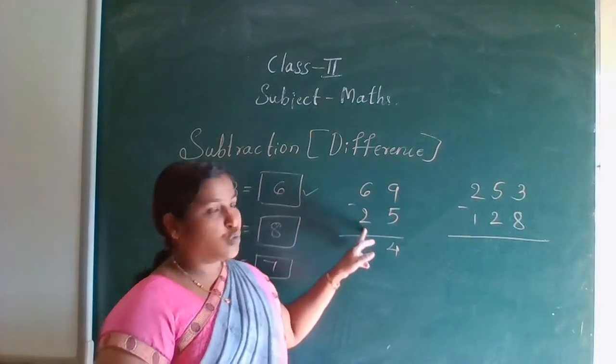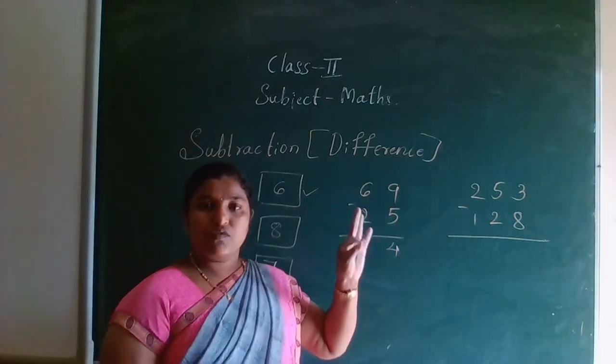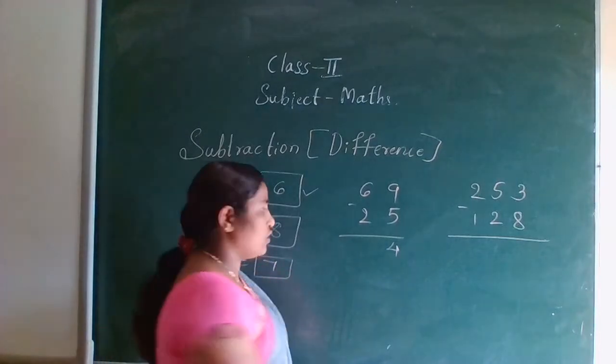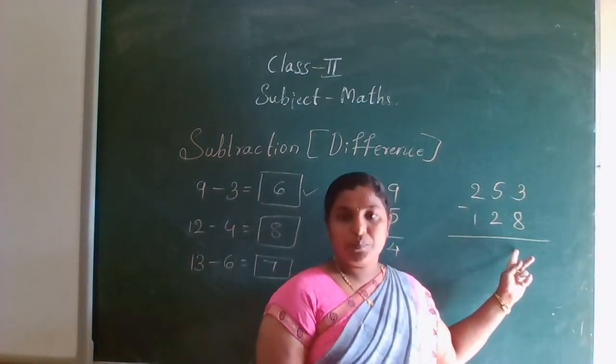6 minus 2. Leave 2, count up to 6. 3, 4, 5, 6. How many fingers folded? 4. The answer is 4.